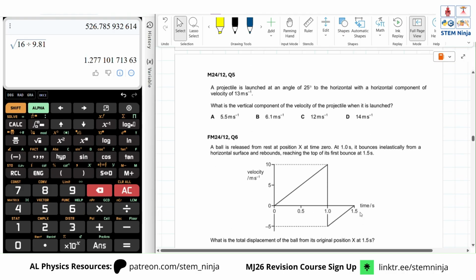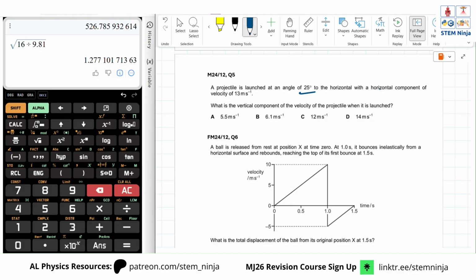Okay. A projectile is launched at an angle of 25 degrees to the horizontal. So this is the angle 25 degrees with the horizontal component of velocity of 13 meters per second. So basically u cos 25 degrees is 13 meters per second. What is the vertical component of the velocity of the projectile when it is launched?